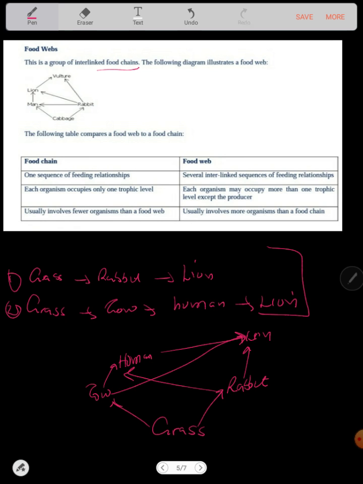That's a difference. Each organism occupies only one trophic level. This is trophic level, trophic level, trophic level. Now here, each organism may occupy more than one trophic level, except for the producer. The producer will always only occupy one trophic level. Okay? A food chain usually involves fewer organisms than a food web. There are only few. Like I said, it cannot exceed 4. A food web usually involves more organisms than a food chain. You can say that there are a lot of organisms here as compared to this one, even this one itself.